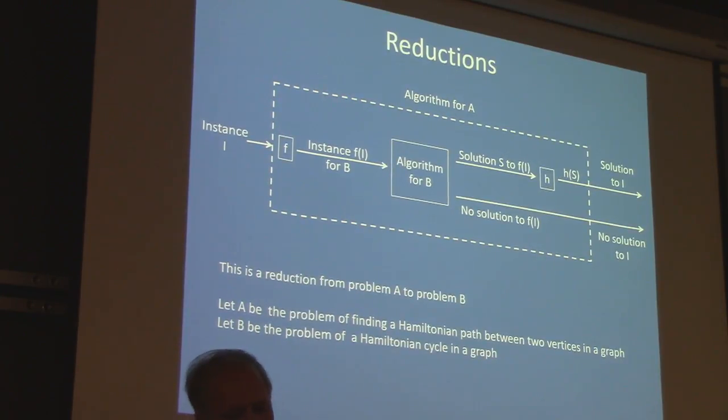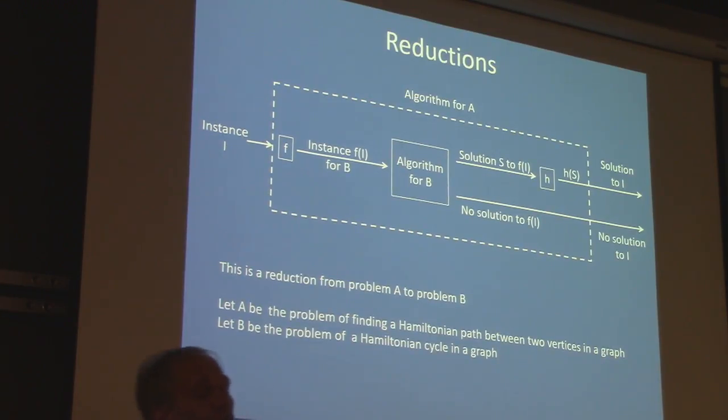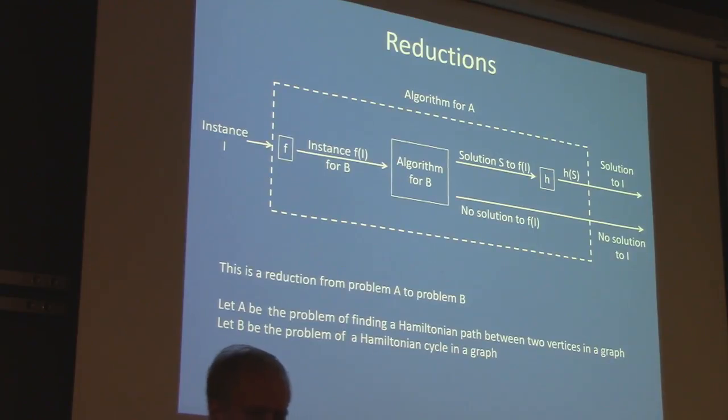Let B be the problem of finding a Hamiltonian cycle in a graph. So you want to find a Hamiltonian path, but all you know how to do is to find cycles. How could you do the reduction? How could you reduce the Hamiltonian path problem to the Hamiltonian cycle problem? You've got the Hamiltonian cycle problem solved in your library.